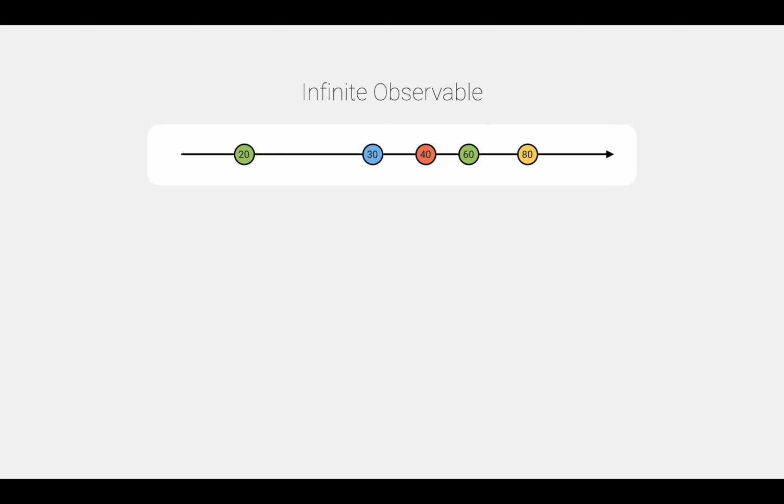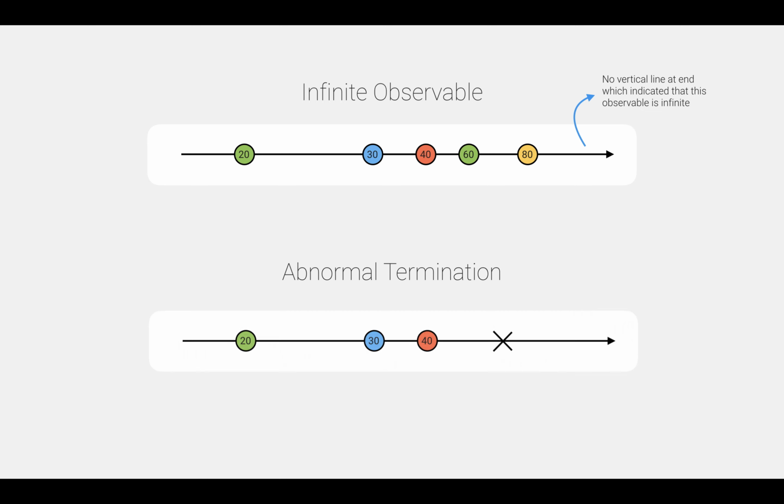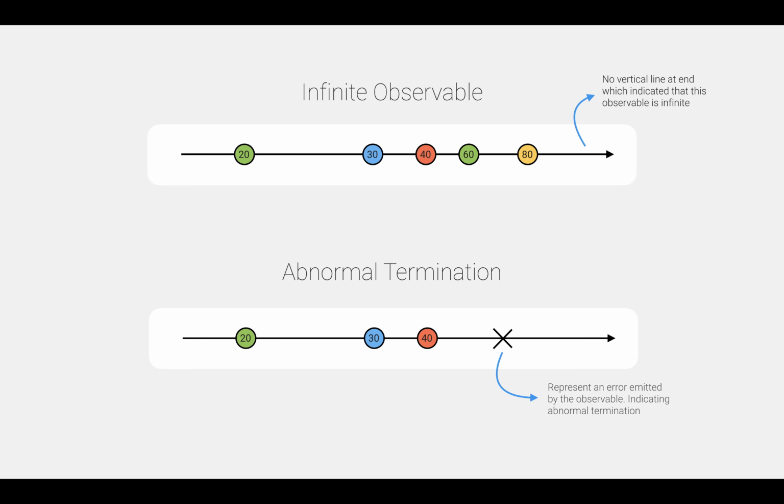For example, in this case, there's no vertical line at the end, which means that this observable is infinite. That is something that we're going to discuss in more detail later. I just wanted to show you now that when you don't see that vertical line at the end, it means that there's no end to this observable. And the other thing that you might see when dealing with this marble diagram is this X. Whenever you see an X, it represents an error that was emitted by the observable, indicating that for whatever reason, there is an abnormal termination.